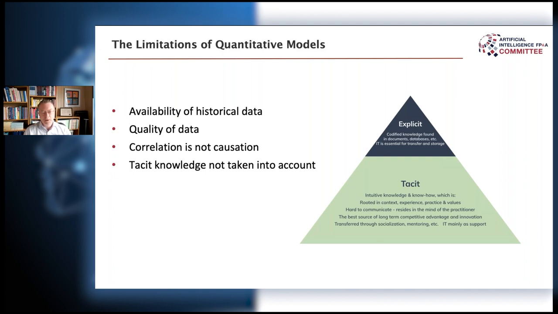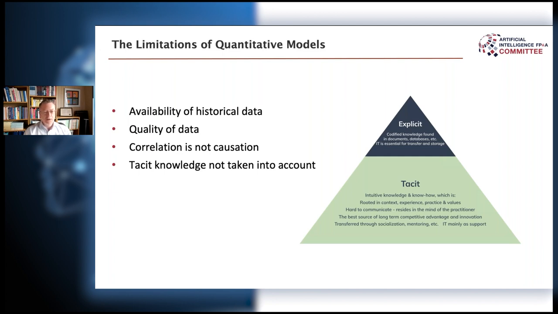So the main limitations of those models have to do with, of course, the availability of historical data and the quality of the data. As somebody said, garbage in, garbage out, and so we've got to have high quality data to be able to use for modeling. Also, it's common that we draw the conclusion of causation from correlations that we see, and that can lead us to wrong decisions.